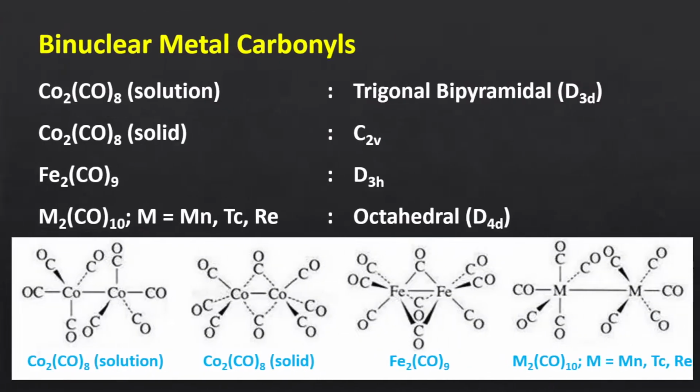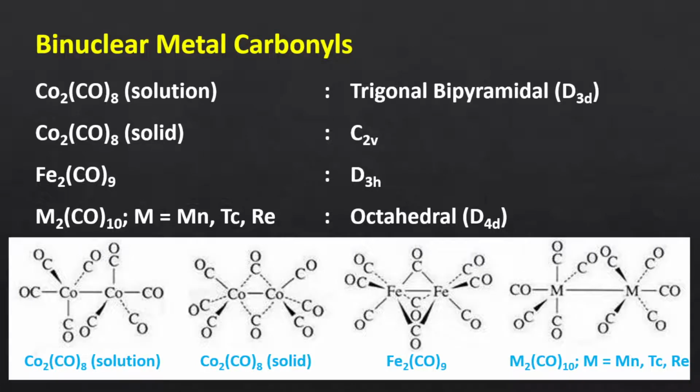The second category is binuclear carbonyl complexes. Binuclear carbonyl complexes of manganese, technetium and rhenium have octahedral geometry. Dicobalt octacarbonyl has a trigonal bipyramidal geometry in the solution phase, while its complex is a slightly distorted octahedral geometry in the solid phase because of the bridging carbonyl ligand. Diiron nonacarbonyl has a slightly distorted octahedral geometry because of the bridging carbonyl ligand.